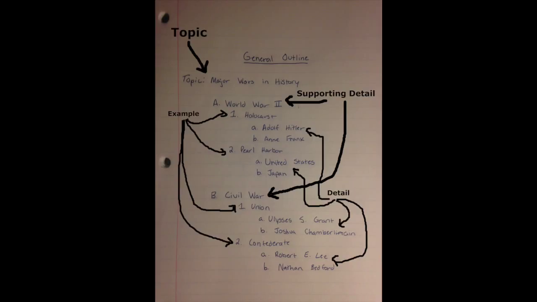When making an outline, the first thing you should do is write the topic at the top. Here you can see I have major wars in history written at the top of the page. The next step is to identify your major supporting details, which in this case are World War II and the Civil War. These are written with the header of an uppercase letter. Each one of these major supporting details should have at least two major examples.